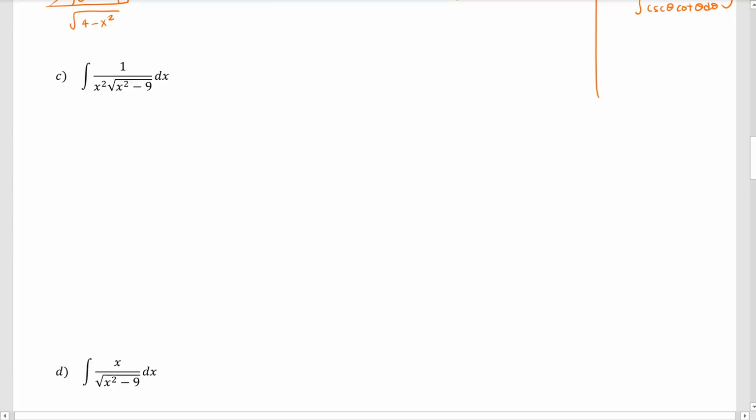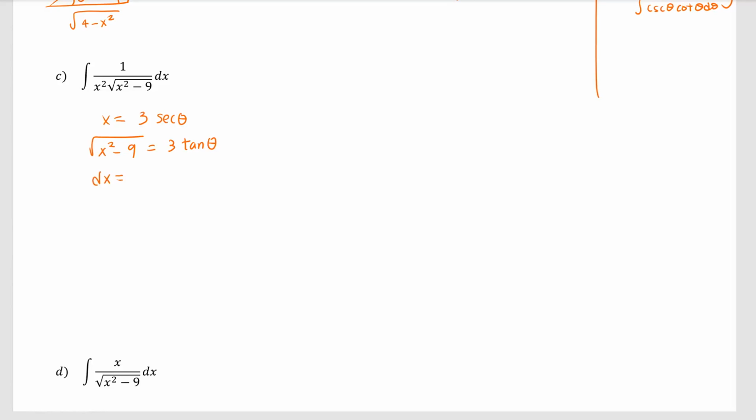Next, the square root of x squared minus 9. Oh, so we have a different setup. So x is going to be, any guess? 3 secant theta. Okay, and then who's the family member of secant? 3 tangent theta. Right, everybody? And what is dx?